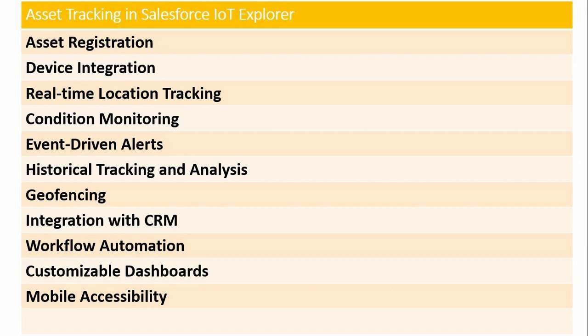Integration with CRM. Establish integration with Salesforce CRM to link asset data with customer records and improve customer insights. Historical data storage. Configure the platform to store historical data for analysis, reporting, and compliance purposes. Continuous monitoring and optimization. Regularly monitor asset tracking data, analyze trends, and optimize rules and configurations for better performance.